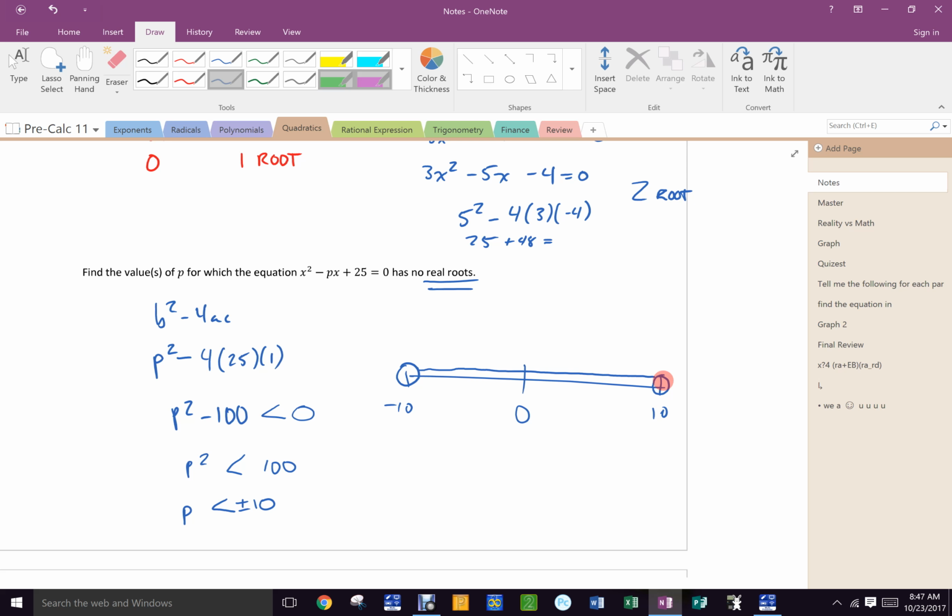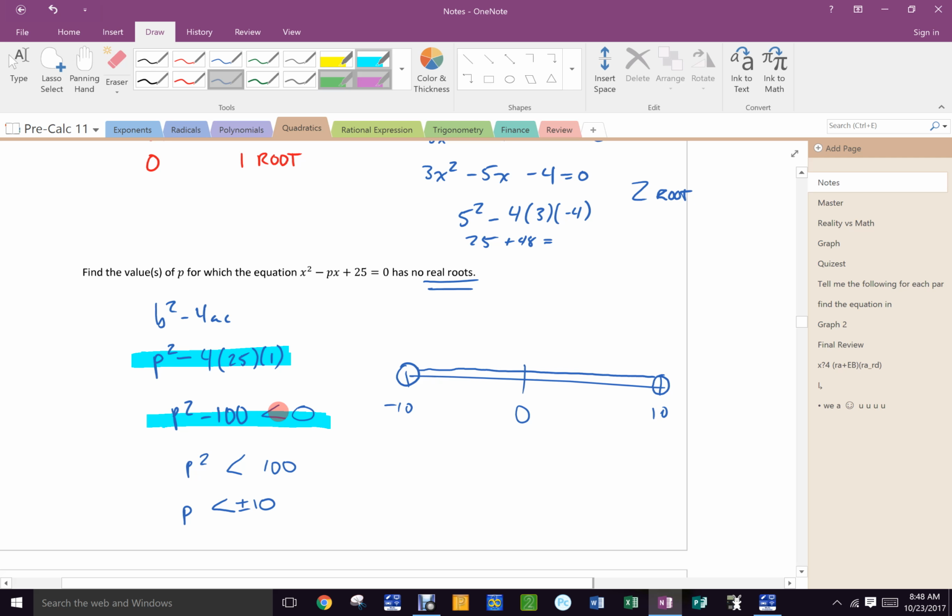Okay. This is what I am working with. Right, Jaskirat? Well, right here, yeah? So if I put 10 in there, that's 10 squared is 100. 100 minus 100 is not less than 0, is it? So I can't use 10 or anything bigger than 10, yes?